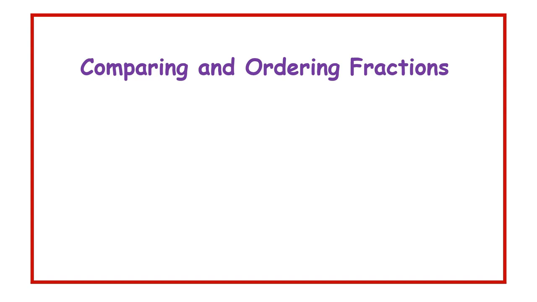Welcome to this lesson, and in this lesson we will be learning about comparing and ordering fractions. Remember, we said that a fraction is a part of a whole and it has a numerator and a denominator. For example, in a fraction 3 out of 5, we say that 3 is the numerator and 5 is the denominator.